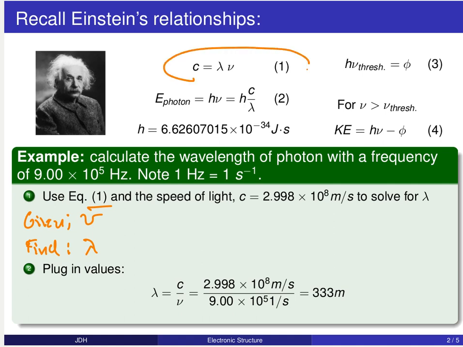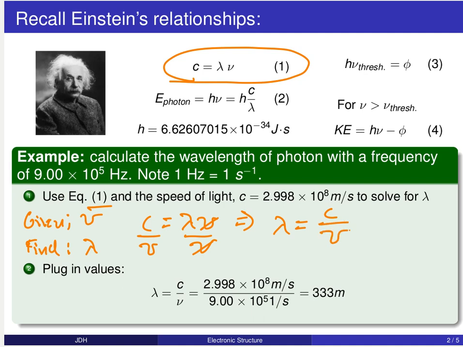And of course, equation number 1 does just that. So we need to take equation number 1 and solve for lambda. If we have c equals lambda nu, in order to solve for lambda, we're going to divide both sides by nu. Nu is going to cancel out, and we get a relationship here. Lambda is c over nu. c is, of course, a constant, right? A constant speed of light.